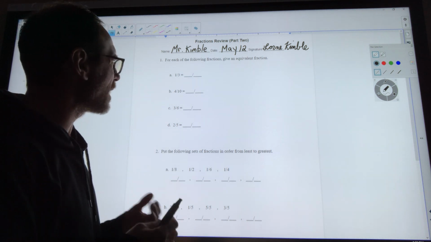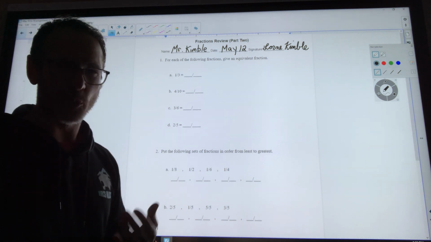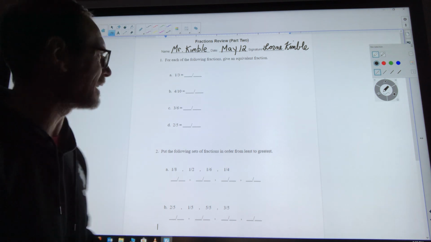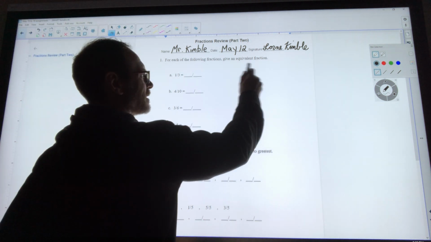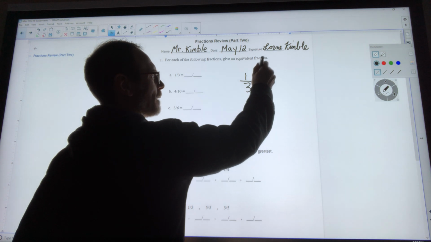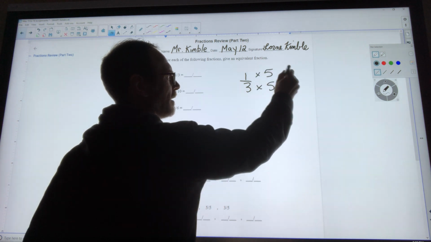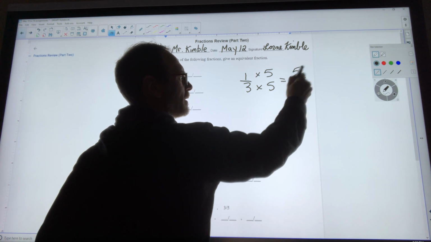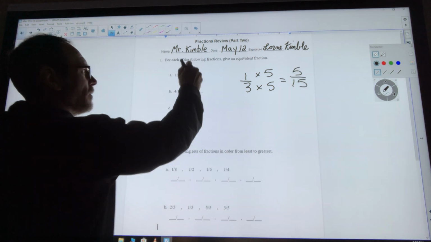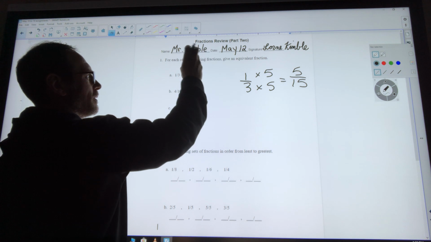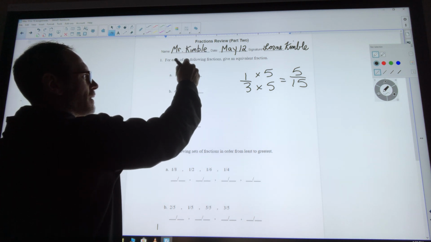Now there is no number you can divide both 1 and 3 by, so you'd have to use multiplication. So if I multiplied the top by 5 and multiplied the bottom by 5, I would get 5/15, and that would be equivalent. Oops, not 15/5, 5/15.